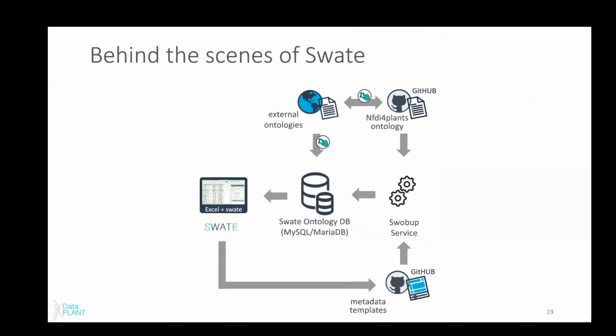So just a little bit about the behind the scenes of Swate and how this actually works. Swate is connected via a SWOOP service, which is constantly updating, to a database of ontologies. So we have a combination of external ontologies that are related to the plant sciences, as well as our own NFDI4Plants ontology. And as terms are included into these ontologies, and as people are working on developing metadata templates, this is constantly being updated via SWOOP so that Swate is as updated and ready to go as possible for the researcher.